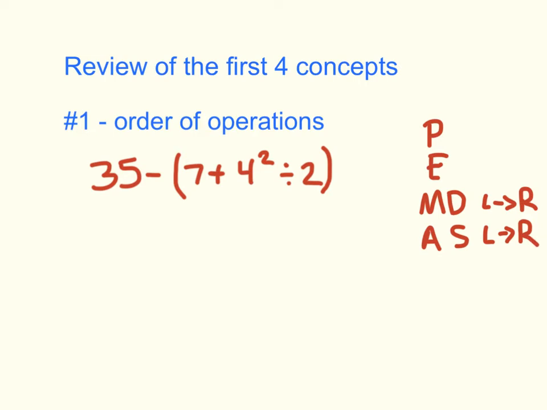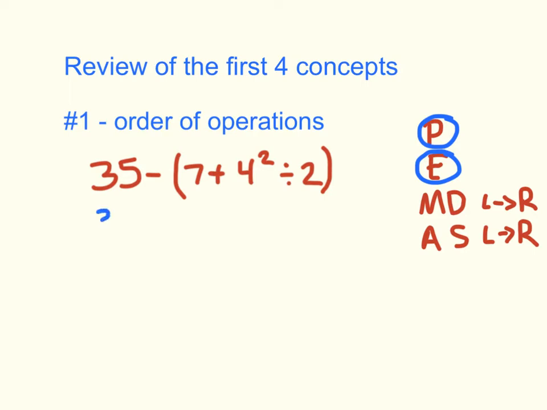First thing we're going to do, therefore, is work with our parentheses. Now that means that within the parentheses we need to follow the order of operations. There are no parentheses within our parentheses, so we will go next to our exponents. There is an exponent right here, 4 squared. 4 is the base and 2 is the exponent, so we need to simplify that.